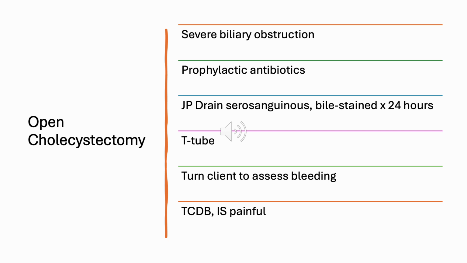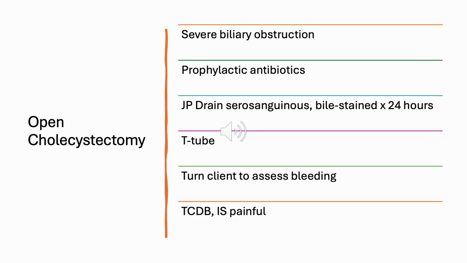They will have a JP drain after this type of surgery. It's going to drain serosanguinous fluid, which you would expect with JPs after surgery. However, for an open cholecystectomy, the drainage may be bile stained for the first 24 hours. The patient may need a T-tube, and I'm going to show you what that looks like. It's common to need a T-tube when they do common bile duct explorations.